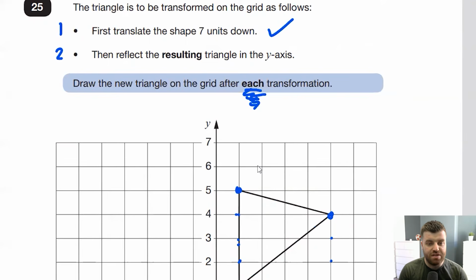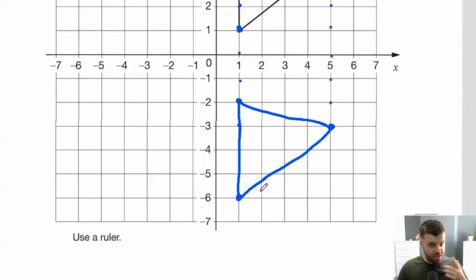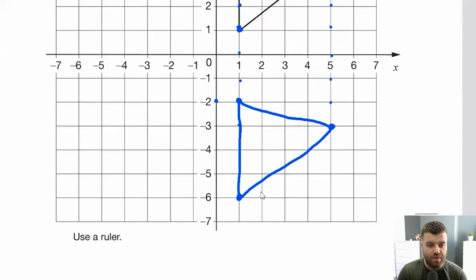Then reflect the resulting triangle in the y-axis. So the y-axis is going to turn into a mirror. So let's see if we can draw this in. This is the mirror, and that's 1 away. So this vertex gets reflected 1 away from the y-axis. This one down here is probably the easiest one to do next. It gets reflected 1 place in the y-axis. This vertex over here, let's count. 1, 2, 3, 4, 5 away.